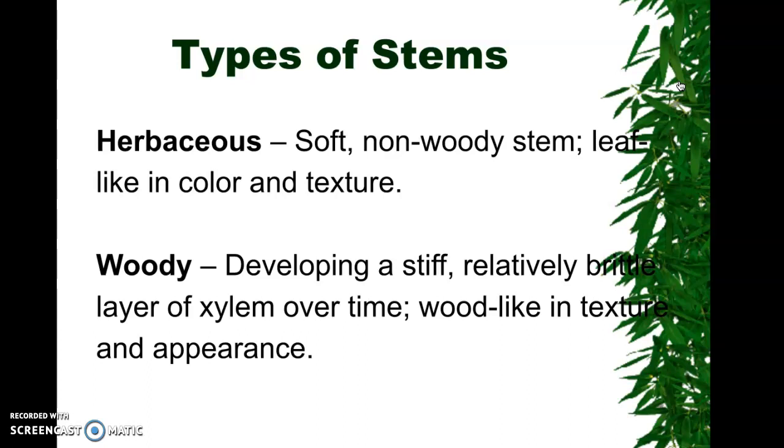So we have two different types of stems. We have herbaceous and woody. Herbaceous has the root word herb. When you think of herb, you think of green herbs that we might use for cooking. So these are soft, non-woody, leaf-like in color. They have a green color and texture. Usually they're very pliable, which means they can bend some without snapping.